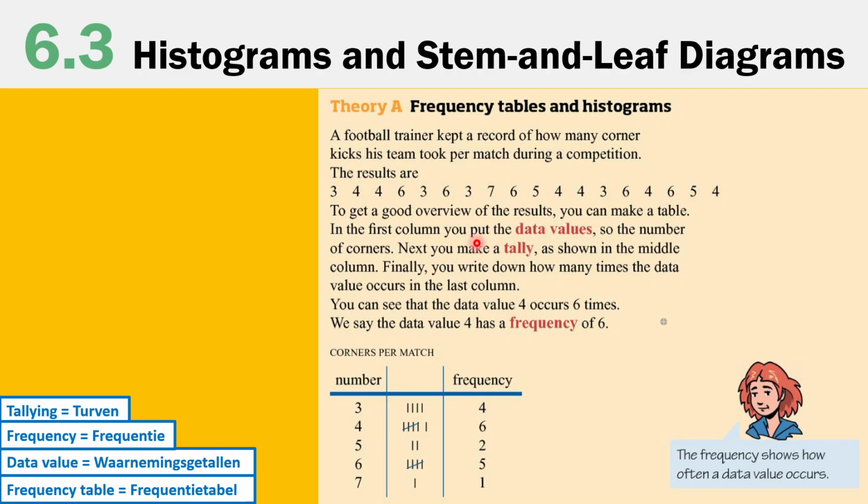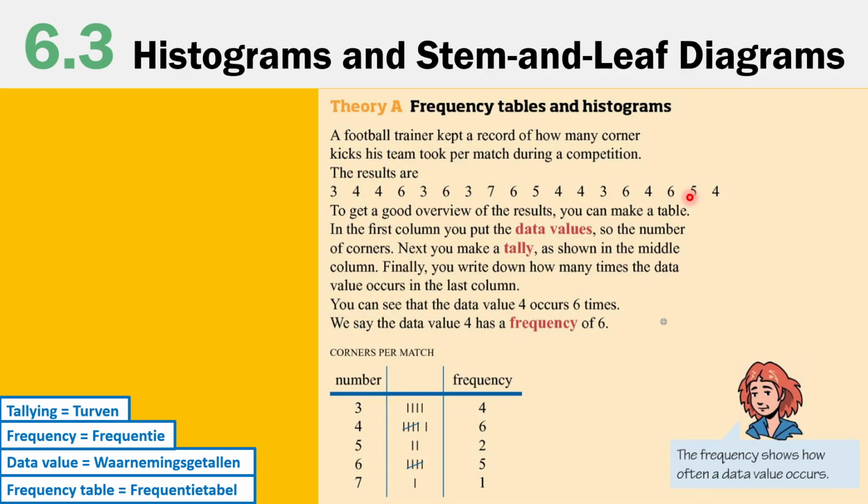To do that, in the first column, you put the data values, waarnemingsgetallen wordt het ook wel genoemd, and that are in this case the number of corners. And next you make a tally. In Dutch we call this turven. So if we do that, we can sketch this table here, 3, 4, 5, 6, 7. I don't write down 0, 1, and 2 because I quickly can see that those numbers are not in my data value set, and also not more than 7 because I don't see more than 7 appearing either.